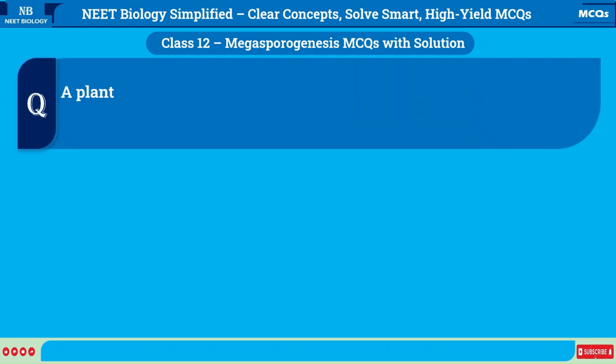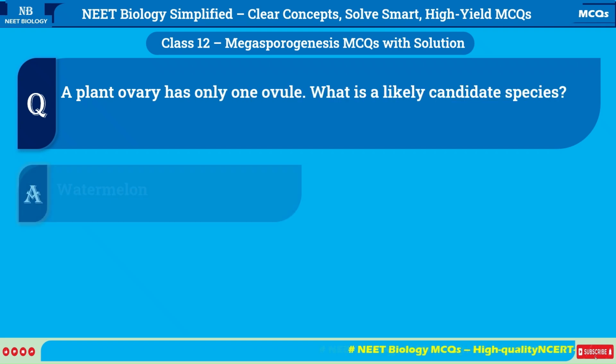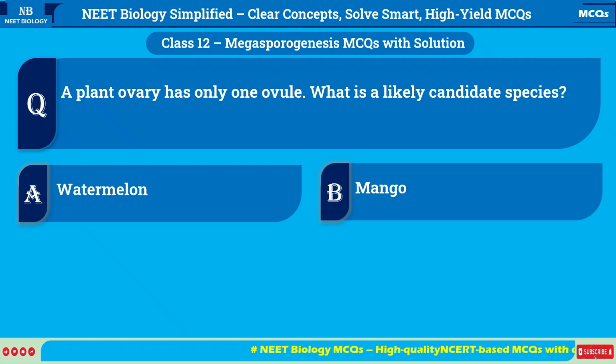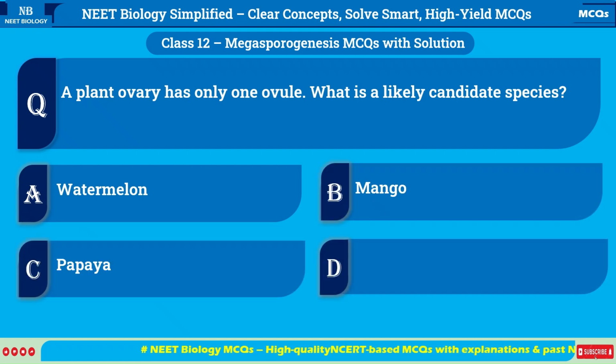A plant ovary has only one ovule. What is a likely candidate species? A. Watermelon. B. Mango. C. Papaya. D. Orchid.